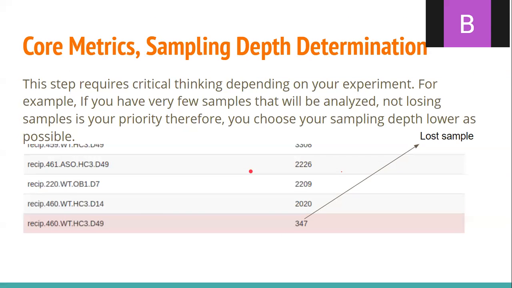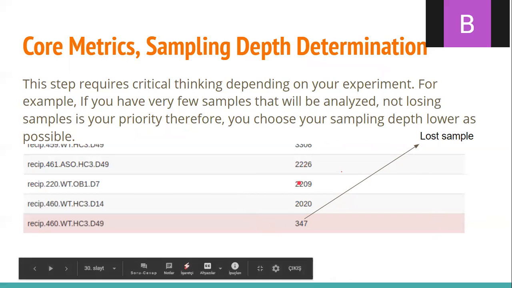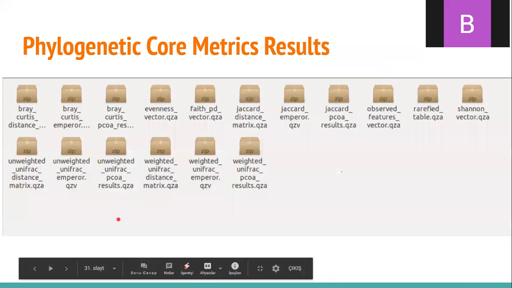And in the feature table, it can be seen which sample has how many sequence counts. Here, we can see that this sample has lower than 2000, so it has been lost, which is day 49, healthy cells, wild type.